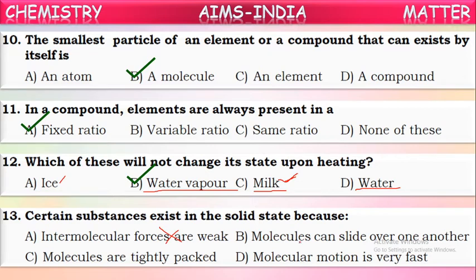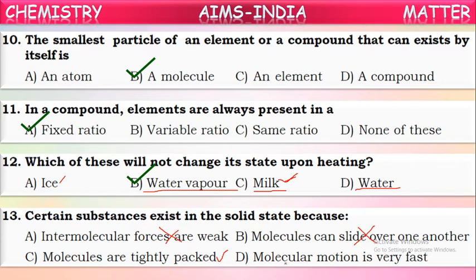Second one, molecules can slide one over another. Is it true regarding solids? No. In solids, molecules are tightly bound with one another, so they cannot move at all. The vibrations are very low in case of solids. So molecules cannot move freely. They cannot slide also. So this is also not true. Next one, molecules are tightly packed. Yes, this is correct regarding solids. Molecules are tightly packed. They cannot move freely.